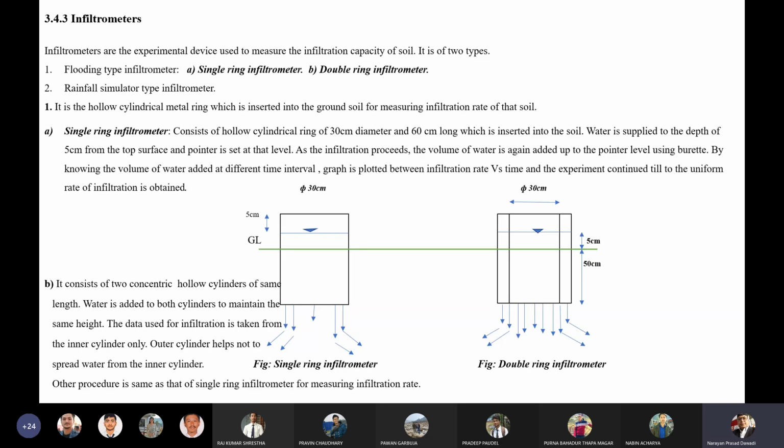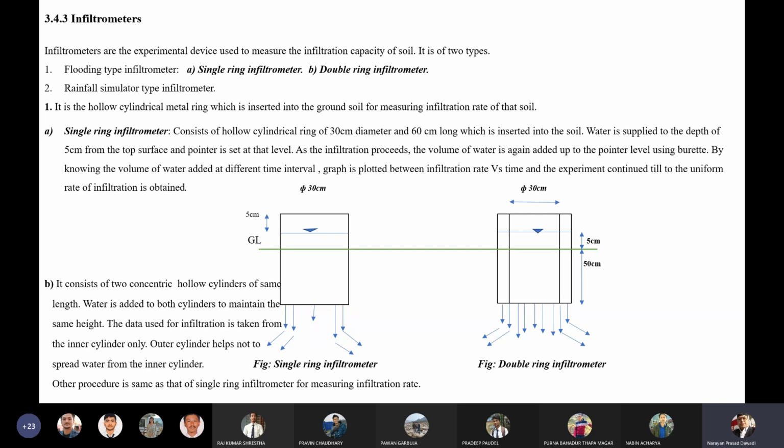Now infiltrometer. The infiltration capacity of the soil or rate of infiltration of the soil can be determined by using the devices or instruments called infiltrometers. Experimentally we can find the infiltration capacity of the soil by using the infiltrometer. There are two types of infiltrometers: flooding type infiltrometers and the rainfall simulator type infiltrometers.